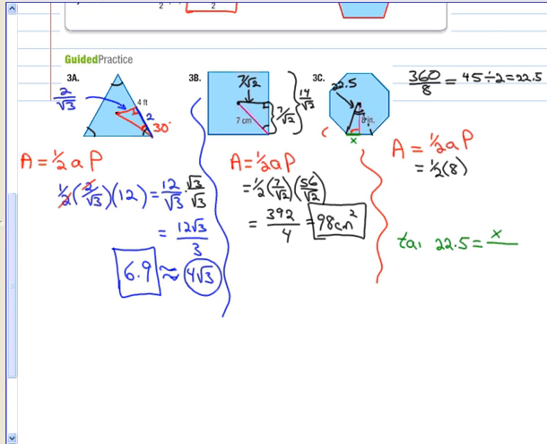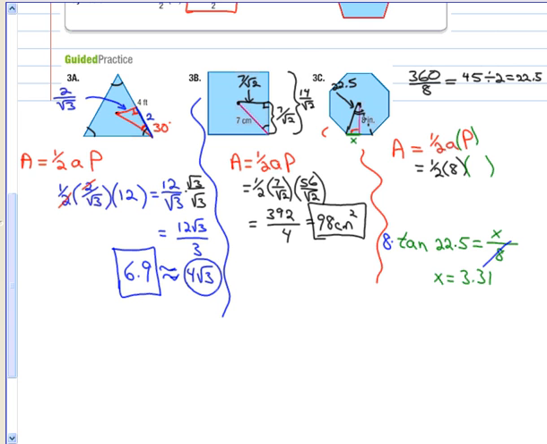Tangent is what? Opposite over adjacent. X over, what's the adjacent? 8. So if I want to get x by itself, I'll multiply by 8 to get rid of this divided by 8. Well, you tell me. What's 8 times the tangent of 22.5? 3.3? Why don't you give me another decimal place? 3.31? All right. Now in my formula, I'm just missing the perimeter.